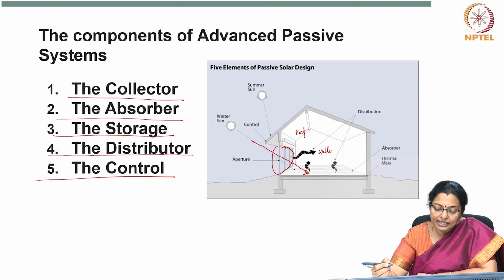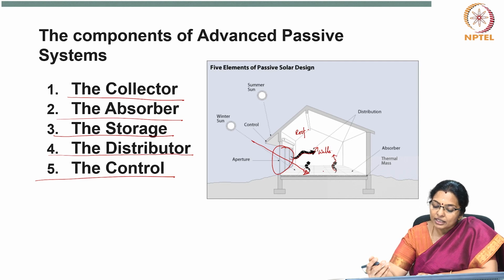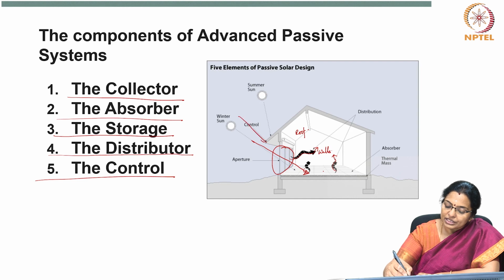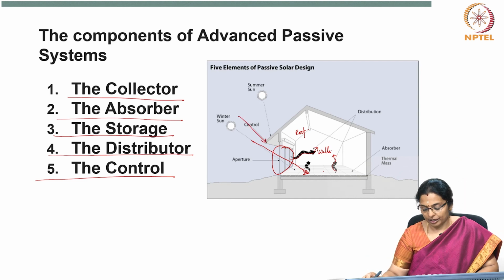Then where does it get stored? In the flooring, wall, roofing, based on the thermal mass, which we already saw. Then the distributor. The air moves inside and that becomes the distributor. Sometimes even these materials, because of radiation, can be called distributors. Control comes in the form of shading devices. So, the shading devices will act like a control.